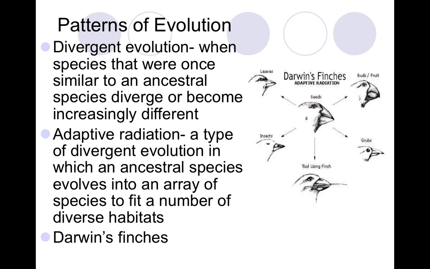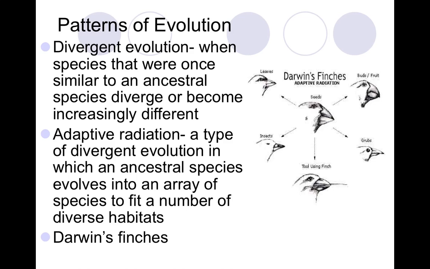So what are the patterns of evolution? And remember, Darwin's finches was a great example of evolution. First, we have divergent evolution. This is when species that were once similar diverge or become increasingly different. So at one point, they were very much alike, and then they became very different. Why? For some of those reasons that we may have talked about. Maybe they were separated geographically, etc.